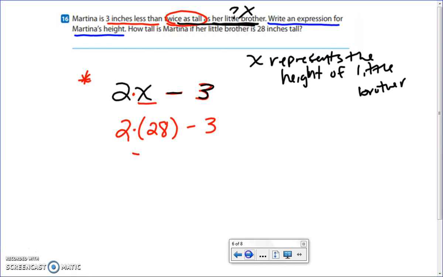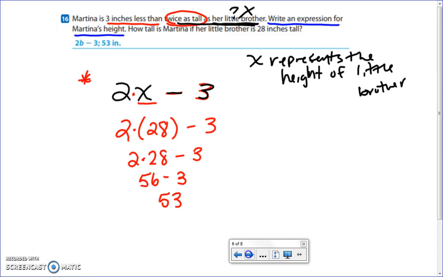2 times 28 is 56. Order of operations says look inside the parentheses and complete operations inside the parentheses. Well, in this case there are no operations inside the parentheses, it's just the term 28. So really we don't need the parentheses. We need them to start our substitution, but if there's no operations inside, we can get rid of them on the next step. 2 times 28 is 56. And then 3 is the last operation. The reason I multiply before subtraction is because of order of operations. We do multiplying and dividing before we add or subtract. The only operation left after we multiply is subtraction, so I know that she must be 53 inches tall.